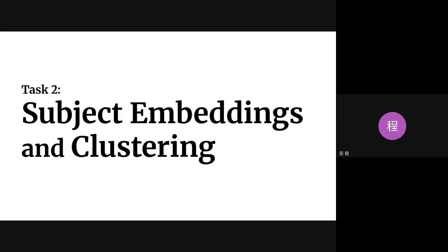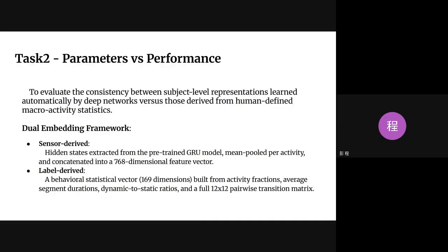Okay, moving on to task 2. The core objective of this phase is to evaluate the consistency of subject level representations. Essentially, we want to address the fundamental question: do the micro-level features learned automatically by the deep learning network group our 30 subjects in the same way as human-defined macro activity statistics? To explore this, we construct two entirely independent vector spaces, a sensor driven view and a label driven view, and contrast their clustering behaviors. Okay, next page.